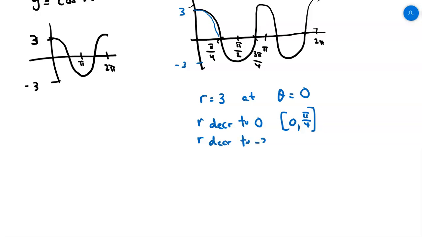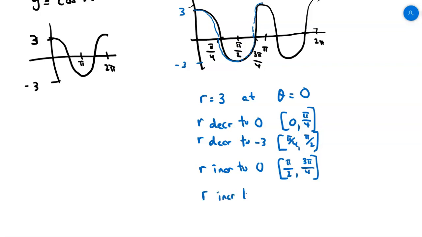It decreases to -3 on the interval from pi over 4 to pi over 2, right? So from pi over 4 to pi over 2, it continues to decrease. And then it increases, right? It now changes direction and it increases to 0 from pi over 2 to 3 pi over 4, right? That's where it crosses the axis. And then from 3 pi over 4 to pi, it increases again. Hits a maximum of 3. So it increases to 3 from 3 pi over 4 to pi.